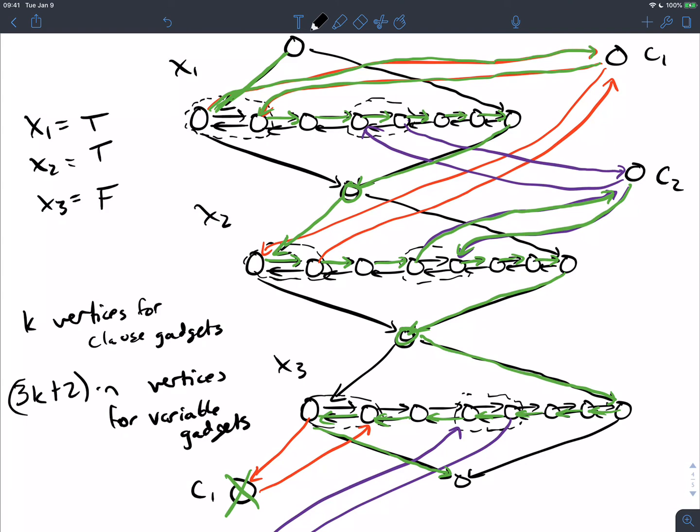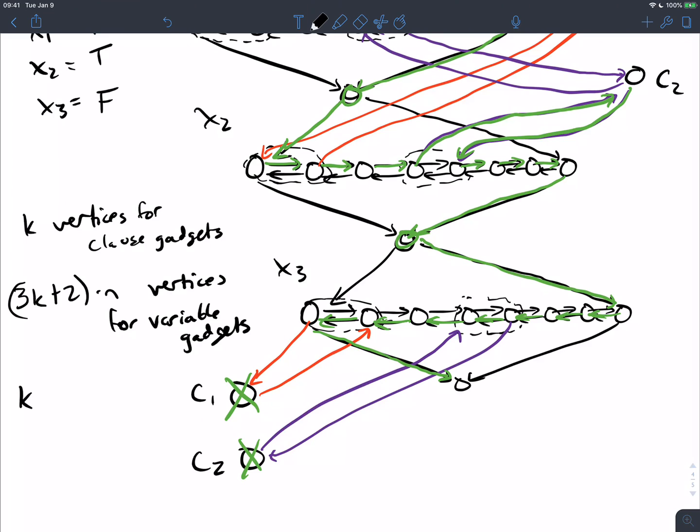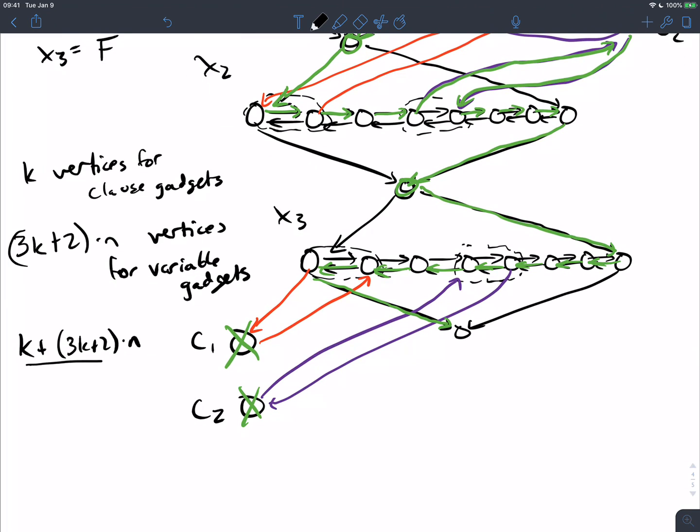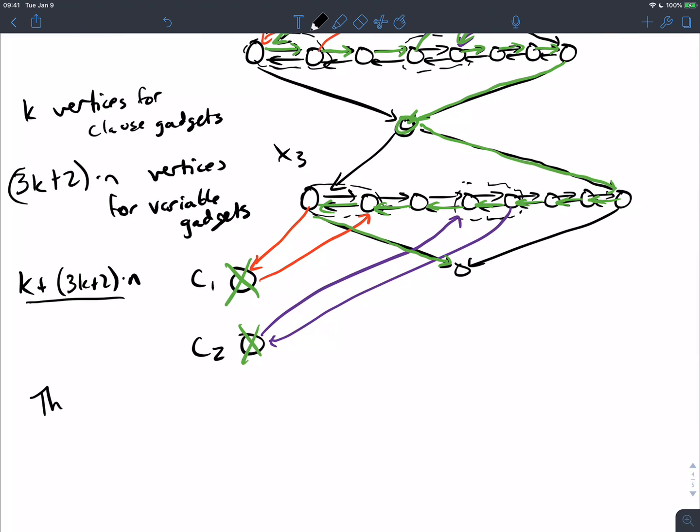But I could have a gazillion edges in here. But I can't have too many, because for any pair of vertices, I can have at most 2 edges there, either in the one direction or the other direction. So whatever the total number of vertices is, the number of edges is at most that number squared. That's k plus (3k plus 2) times n. Well, that's certainly a polynomial in the size of the formula, which gave us n variables and k clauses, right? So this number is a polynomial in n and k, and therefore the number of edges is also a polynomial in n and k. So in fact, this reduction takes polynomial time.